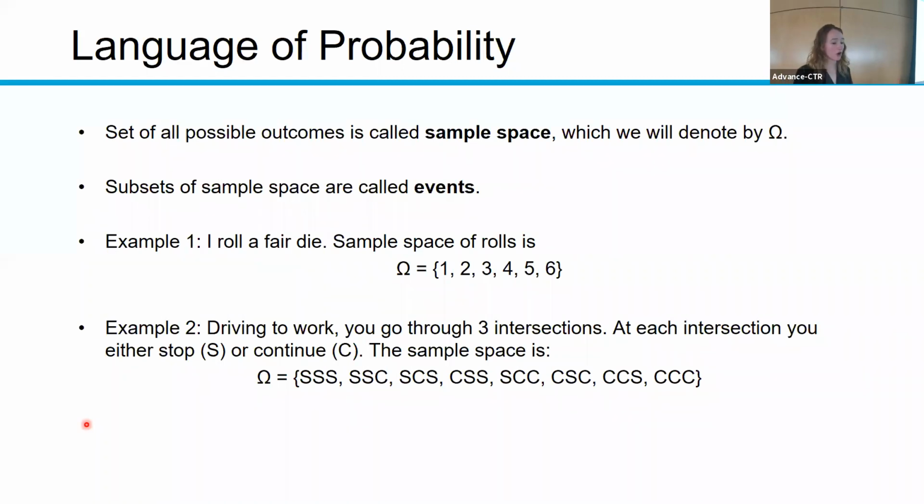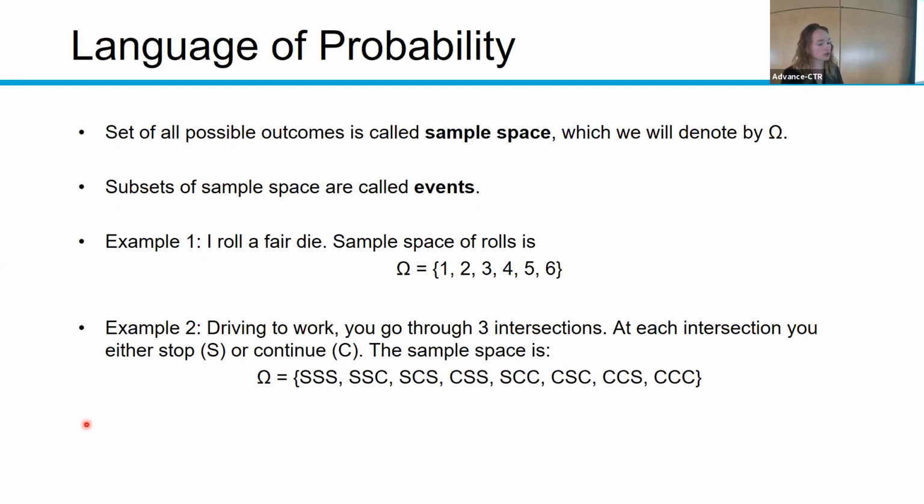Okay, so the set of all possible outcomes is called your sample space. It's often denoted by omega or sometimes a capital S. So in our dice rolling scenario, omega is the numbers 1 to 6. In our coin toss scenario, omega is heads or tails. Another example, subsets of sample spaces are called events. So in example 1, events 1, 2, 3, 4, 5, and 6 are the 6 individual events that could happen from this one experiment of rolling a die.